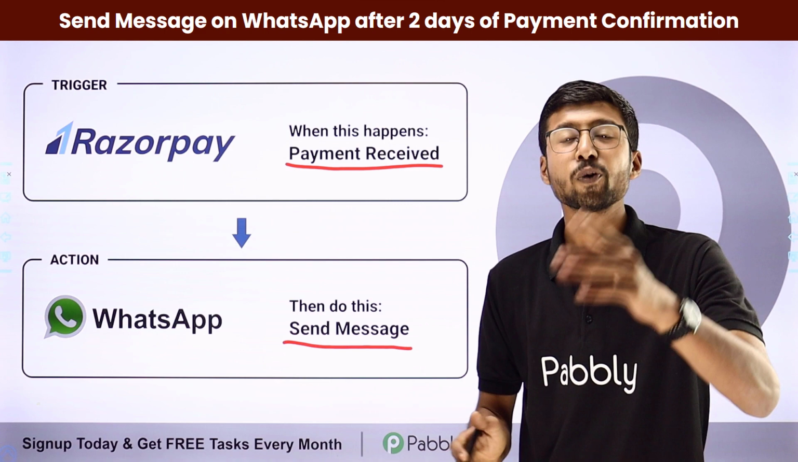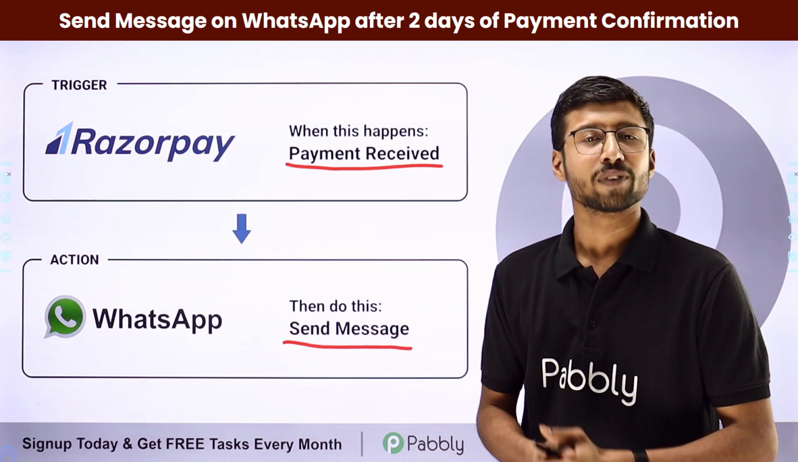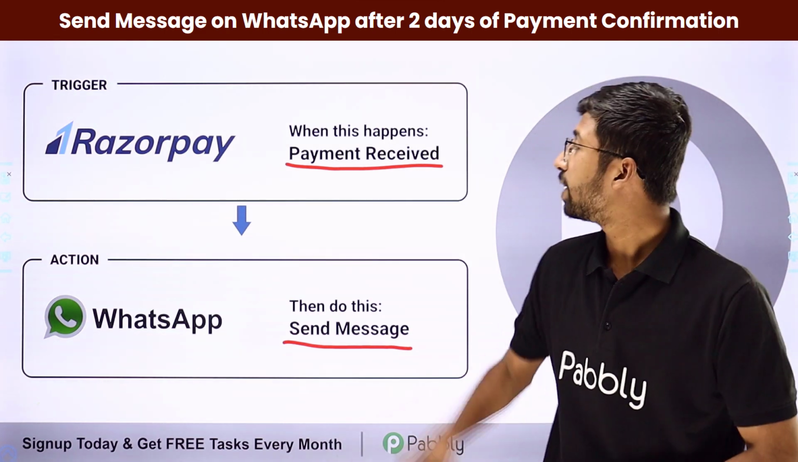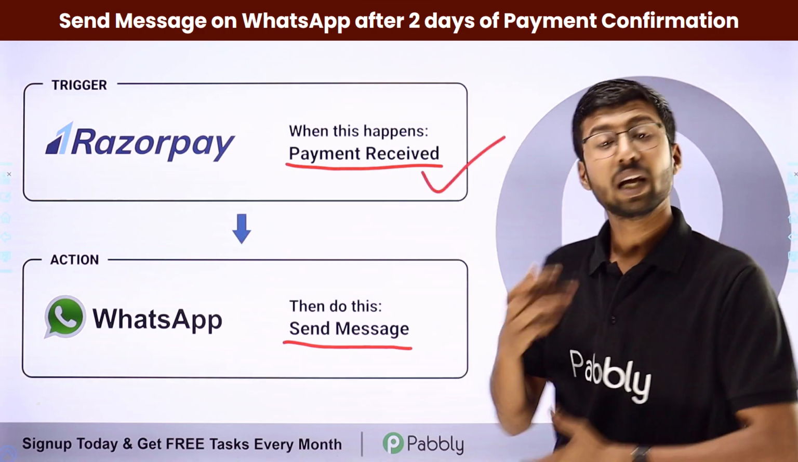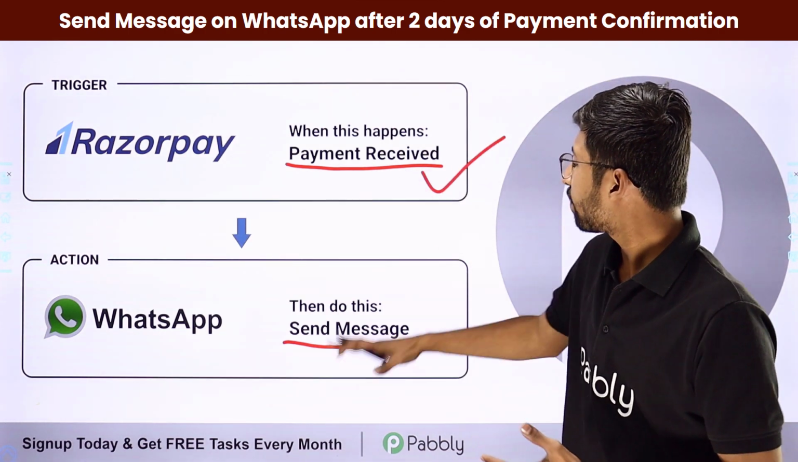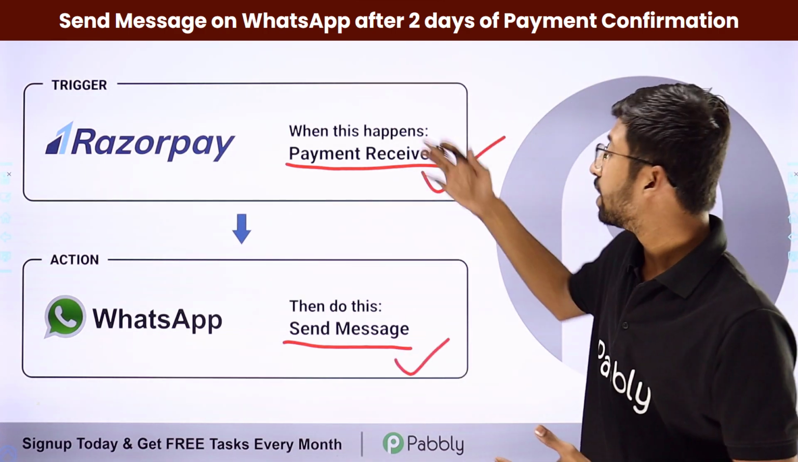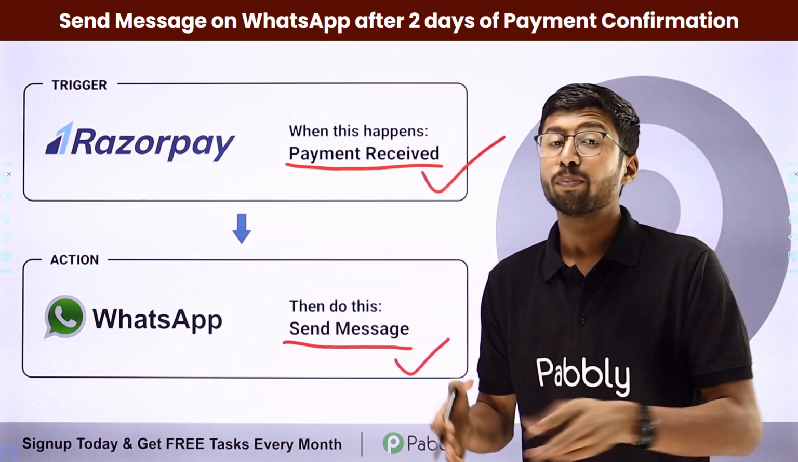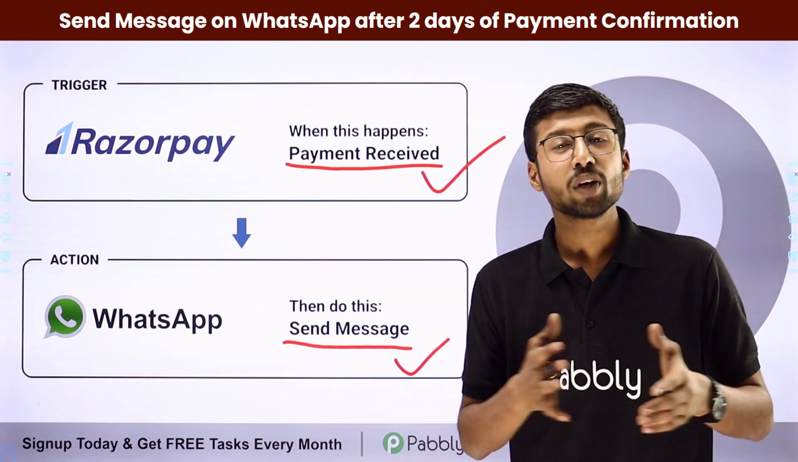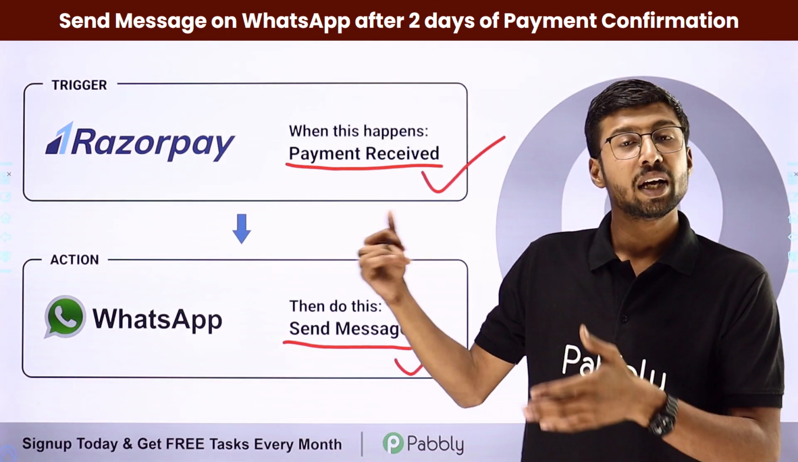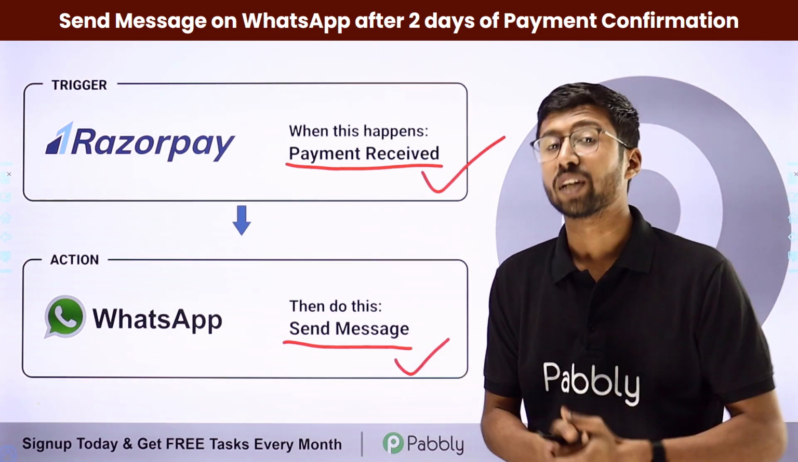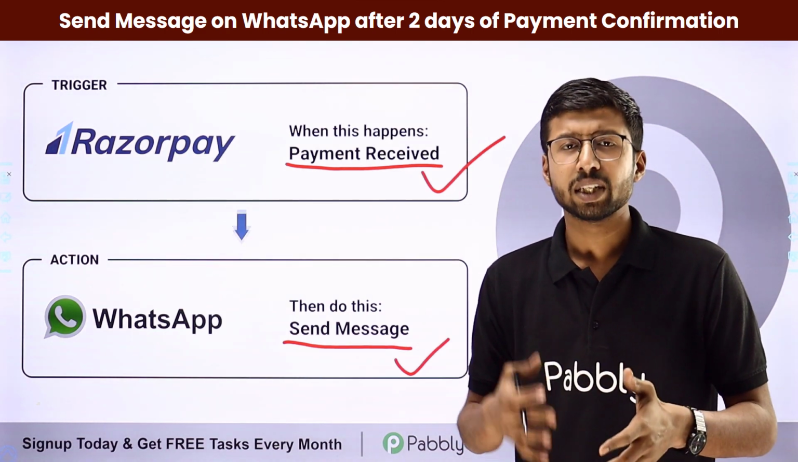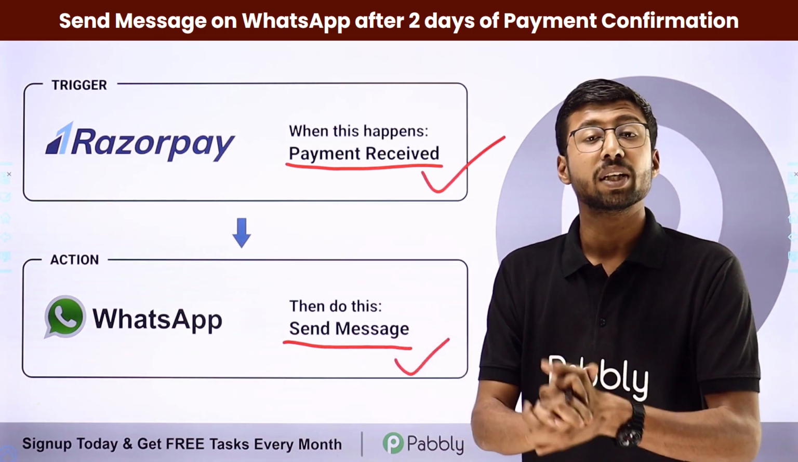Now guys, let me tell you, you can completely automate this process as well. So the trigger of this automation will be receiving new payments in Razorpay. An action will be sending the WhatsApp confirmation message with the same payment details after 2 days. So guys, in this video, we are taking an example of 2 days, but instead of this, you can add any amount of time in the same automation workflow, any amount of delay. It can be 10 minutes, 15 minutes, an hour, a day, a week, or a month as well.